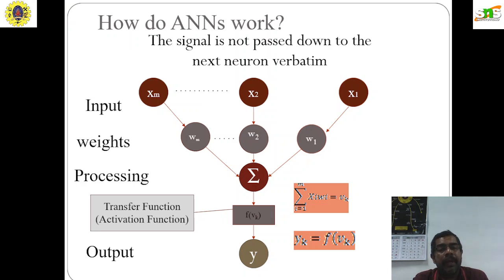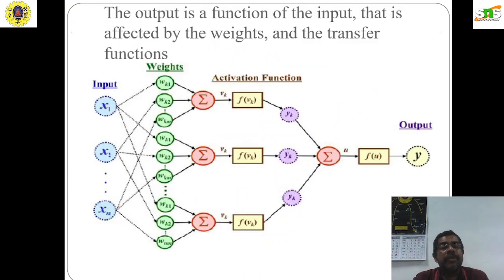This is how the ANN works. In the transfer function, we take the sum of xi wi as vk. So yk, which is the output, equals f of vk. The vk is substituted by the summation, with i from 1 to m, of xi wi. So the output is a function of the input, affected by the weights and the transfer functions. Every activation function after that summation, f of vk, varies for each and every combination.